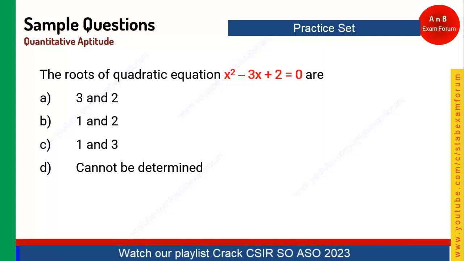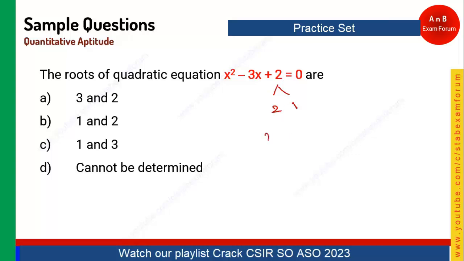Yes, time's up. This is a very simple one. You should not leave this question. So you need to find the roots. For the roots, you need to make factors of this 2. What are the factors of 2? 2 and 1. Their sum should be 3 and their multiplication should be 2.